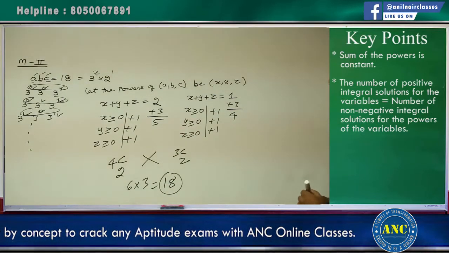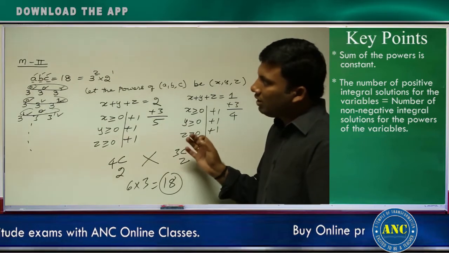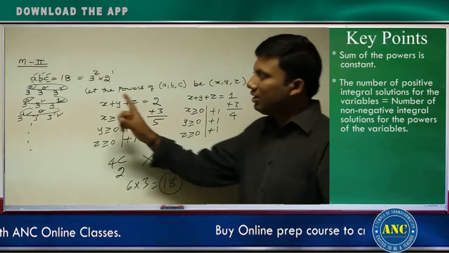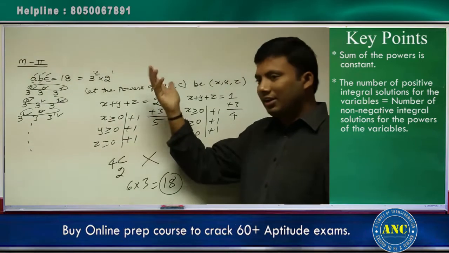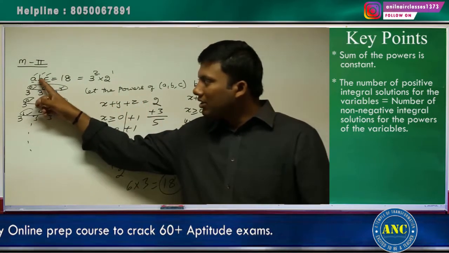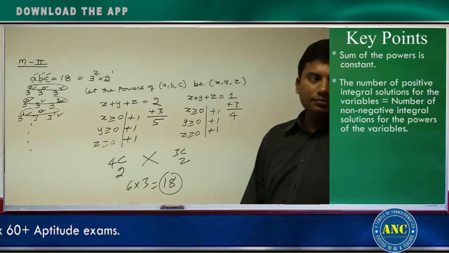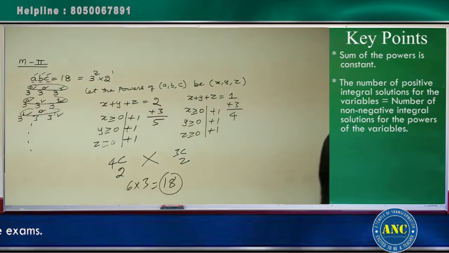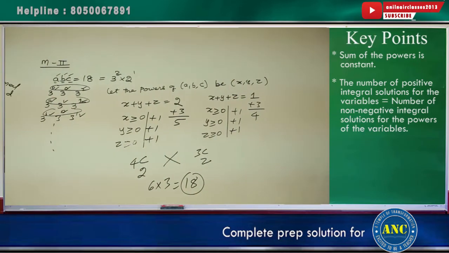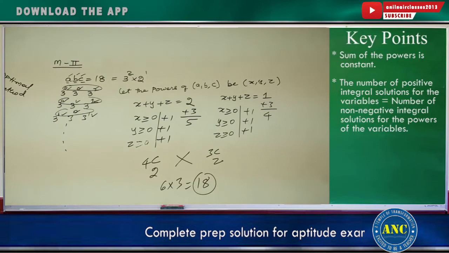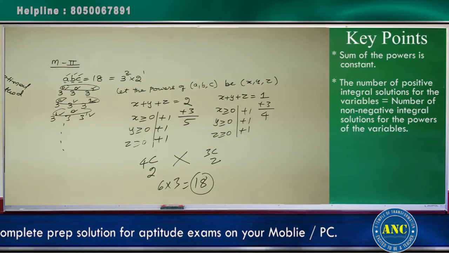First write down this. That means the idea in this question is that the number of positive integral solutions for the variables is equivalent to the number of non-negative integral solutions for the powers of the variables. That is what I did. Please write down. The first method we should not use because that requires a lot of enumeration.